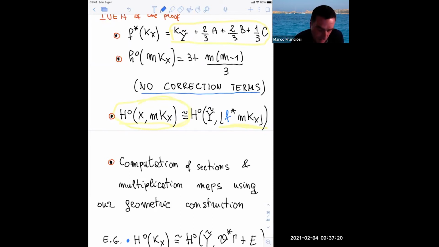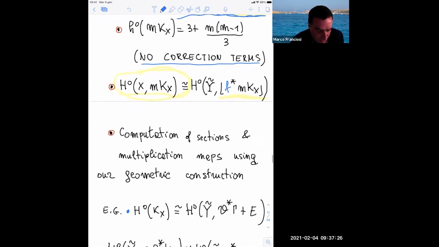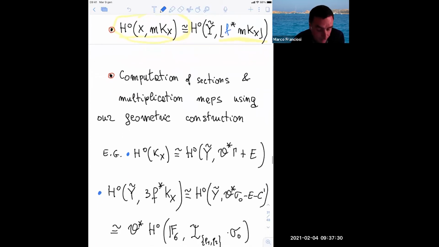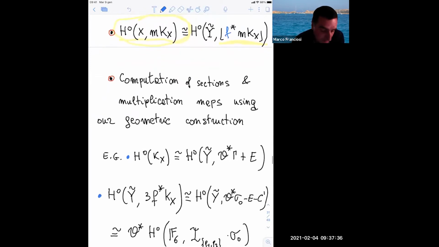And we see it on Y tilde. And we use this description. So we have a computation of section and multiplication maps using our geometric construction. So this is the next step. In order to study the canonical ring, we need to study the map of the multiplication of sections. And so we use our geometric construction.